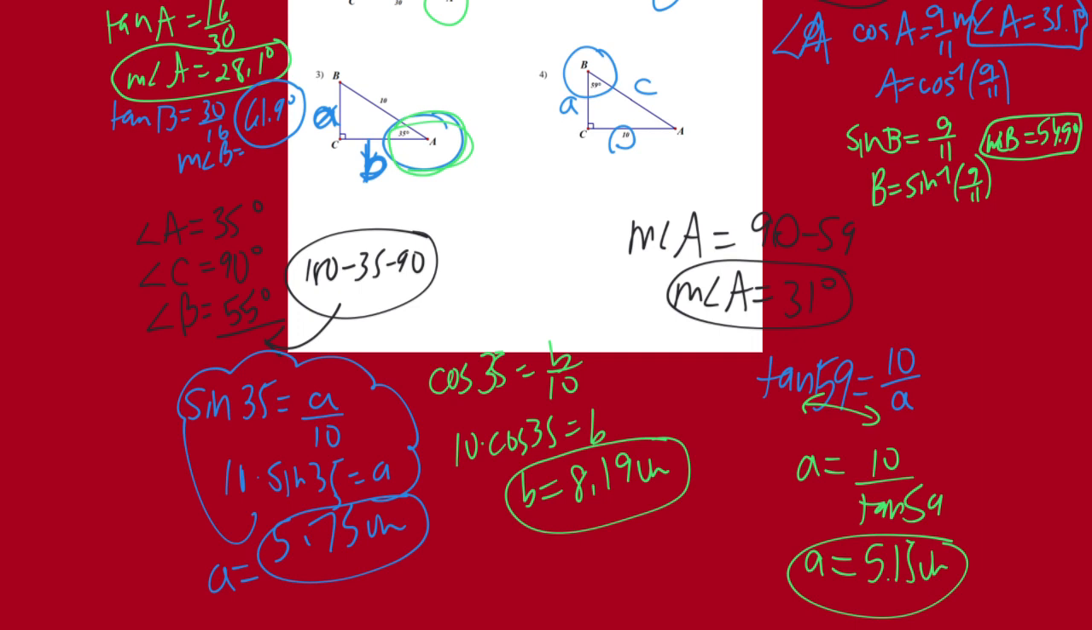The last thing we're going to do is find the measure of side C. Sine of 59 degrees is equal to 10 over C. Again, to solve for C, you interchange those two values. So C is equal to 10 over sine of 59. Find that quotient, and that value for C is going to be 11.67 units.